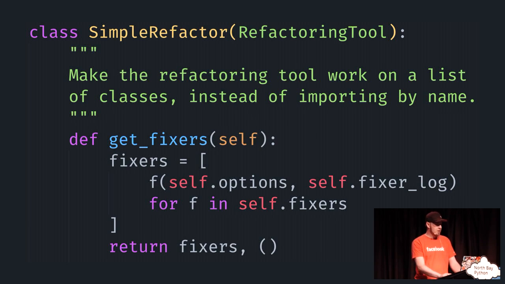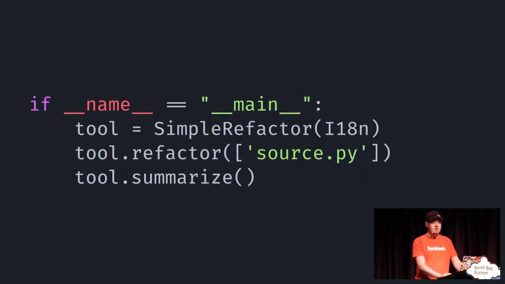importing them. And we can actually then run all of this by instantiating our simple refactor class, giving it the fixer we want to run, telling it to refactor some list of source files or directories. And then once it's finished, we can run summarize to get a nice output of what was changed, or depending on which tool you're inheriting from, it could also generate a nice diff output.